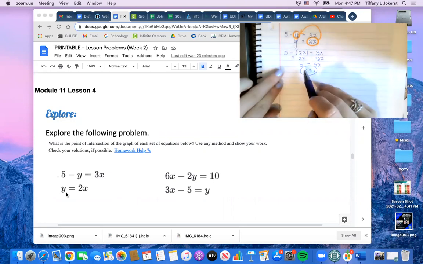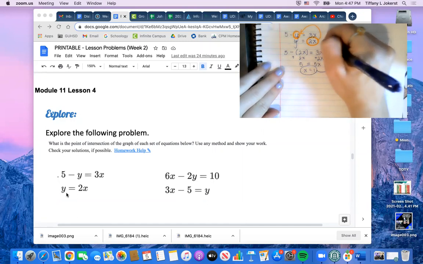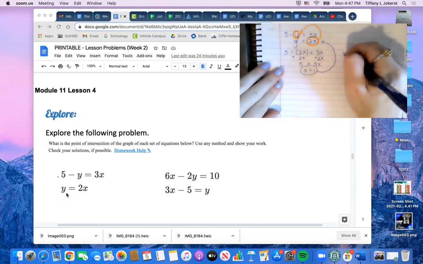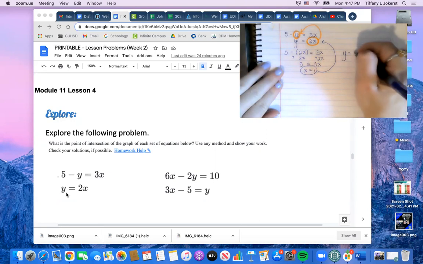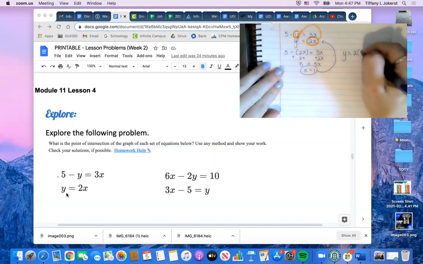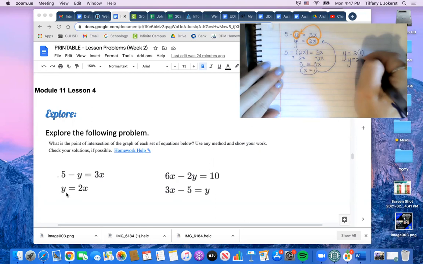Well, now I need to plug that back in to figure out what y is equal to. So that's what I'm going to do. I'm going to plug it back into this bottom one because it seems a little easier. And so now what I have is y is equal to 2 times, instead of x, I'm going to put in the 1. I'm substituting in 1 instead. We get y is equal to 2.